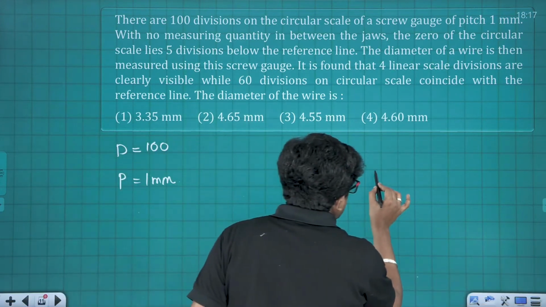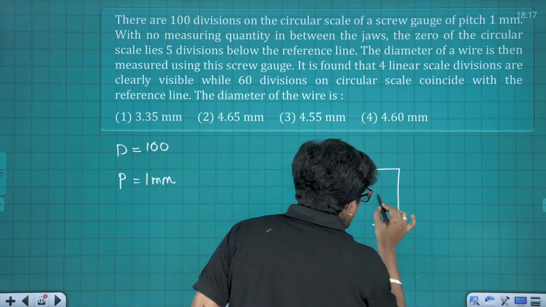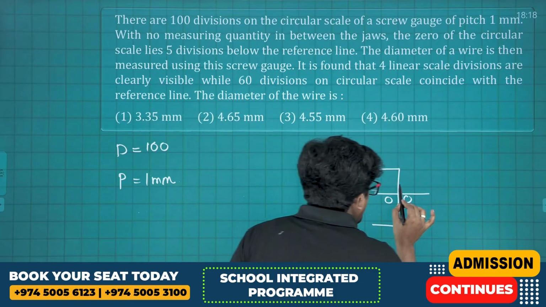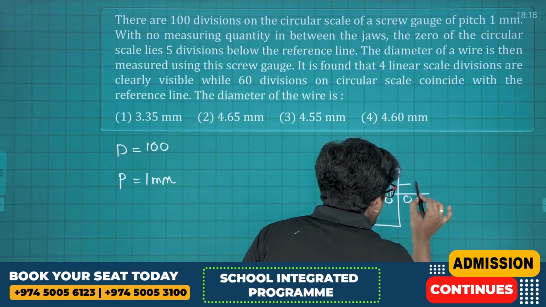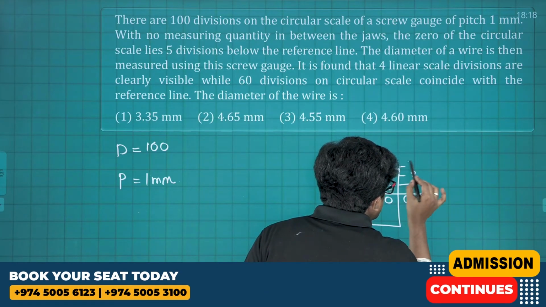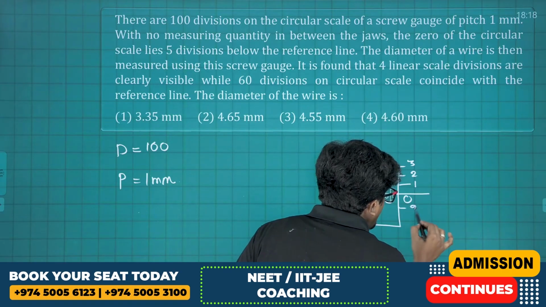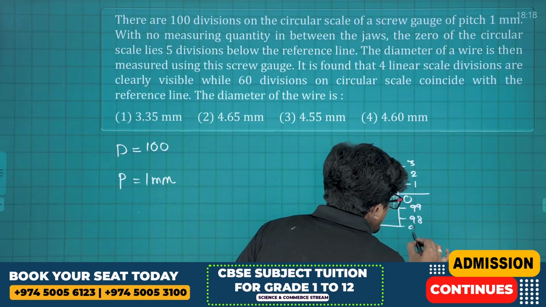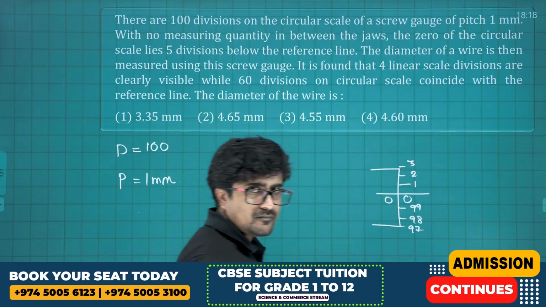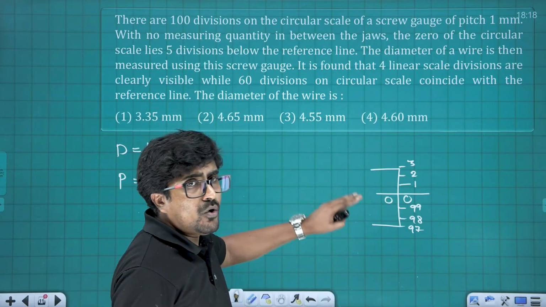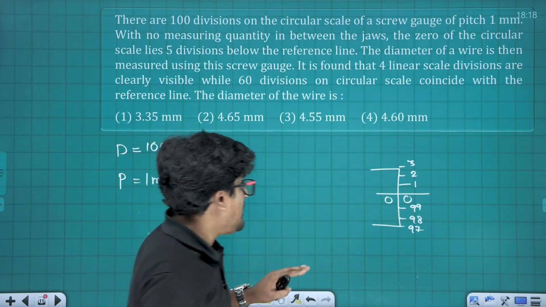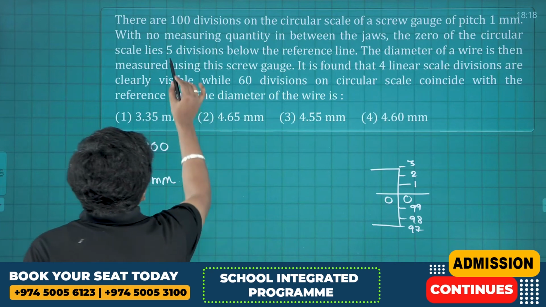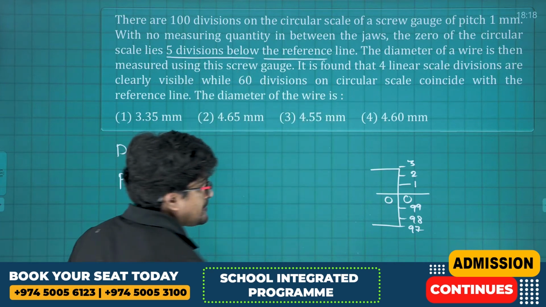So my dear students, please try to understand the situation here. In the normal case, this is supposed to be 0 and here this is supposed to be 0. Here this needs to be 1, here 2, here 3, like that, and here this needs to be 99, here 98, and here 97, like this, where there is no 0 error. And now, as per the question, the 0 is 5 divisions below the reference line.